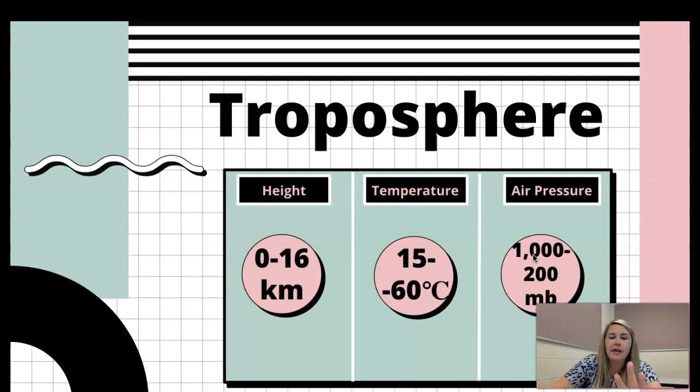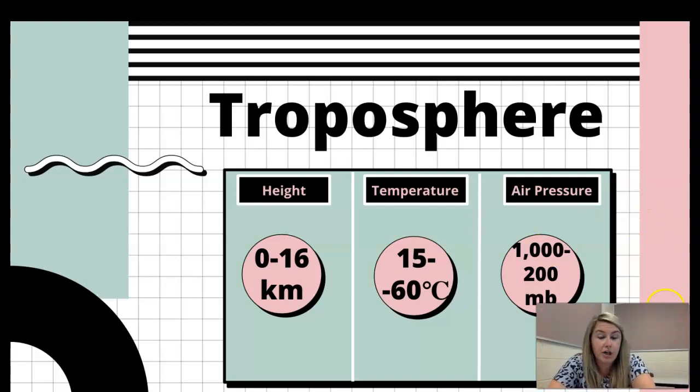Three key data points we want to go over are the height, so how many kilometers the troposphere is, the temperature of the troposphere, so the average range, and then the air pressure within the troposphere. The height is 0 to 16 kilometers. This is actually the thinnest layer of the atmosphere. All the other layers are larger. It's also the most dense. The molecules and particles are very close together in the troposphere.